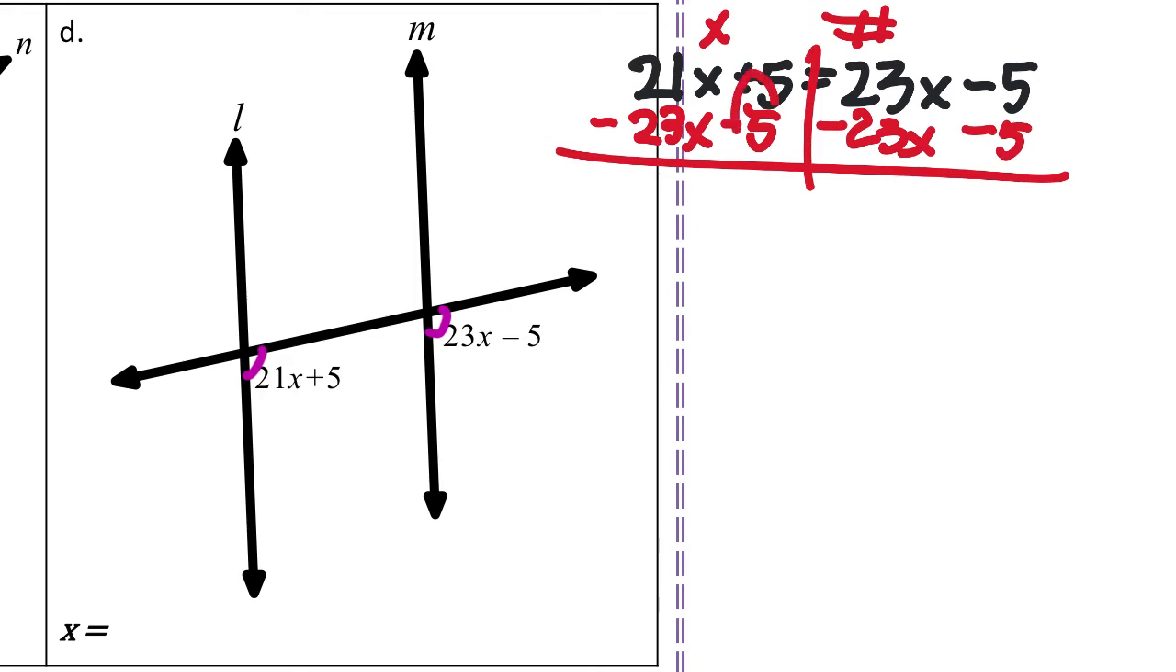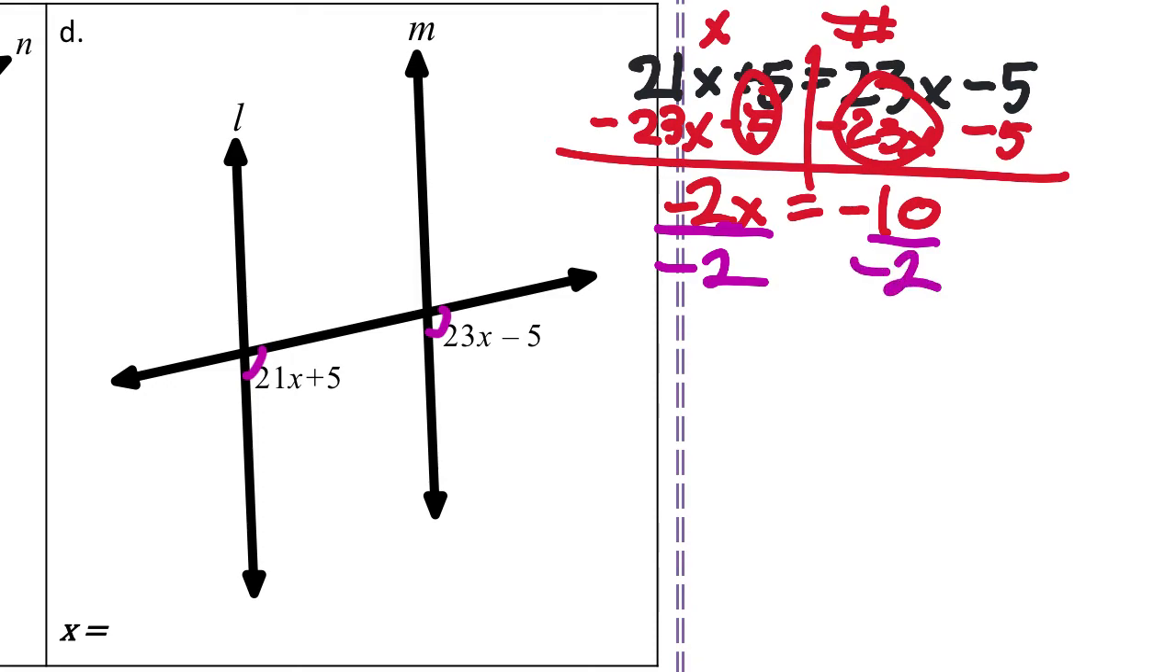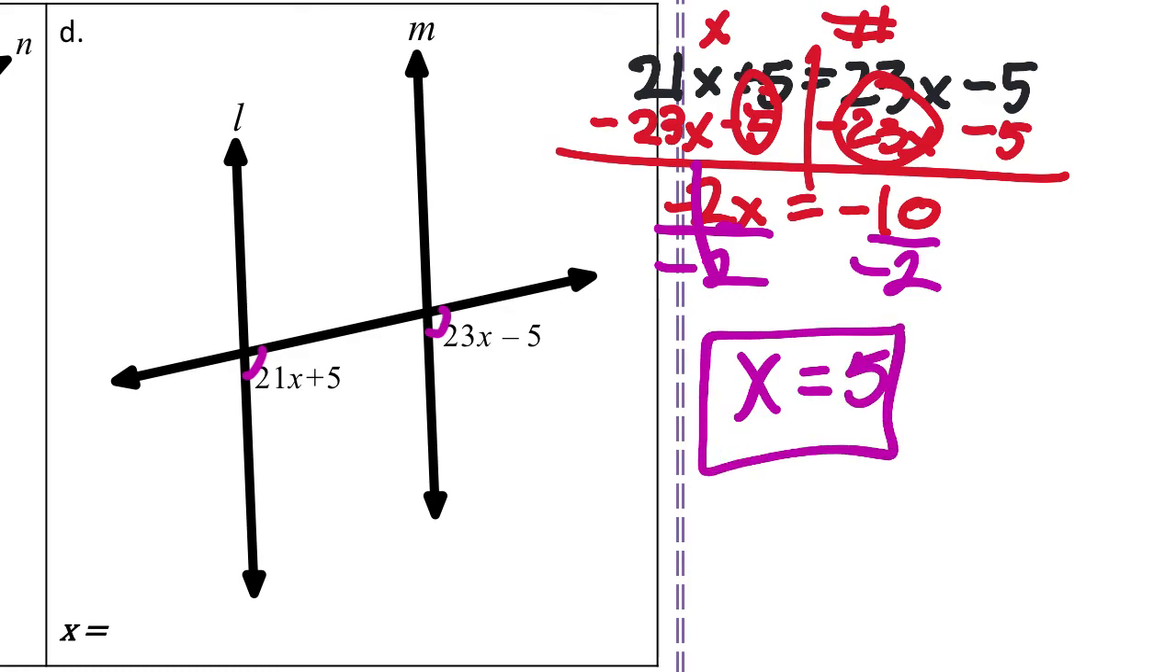Yeah, and we can see 5 minus 5 is 0. 23x's minus 23x's is 0. So now we got 21x's minus 23x's. That's negative 2x's. This equals negative 5 minus 5, which is negative 10. Last thing I need to do here is divide both sides by the coefficient of x, which is negative 2. That becomes a phantom 1, x. And negative 10 divided by negative 2 is 5. So x is 5, and that's our first answer.